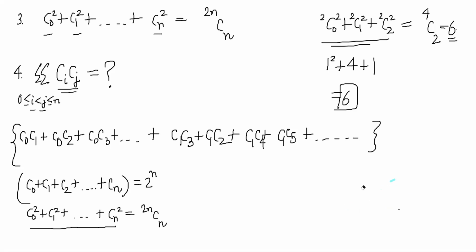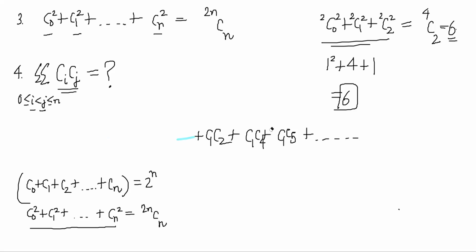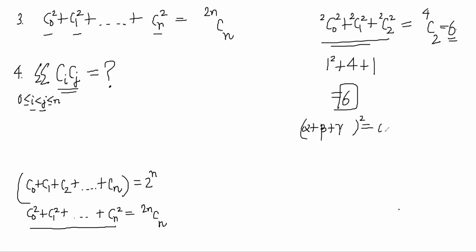If I had written alpha plus beta plus gamma whole square, I would have gotten alpha square plus beta square plus gamma square plus 2 times alpha beta, beta gamma, gamma alpha. It would have been alpha square plus beta square plus gamma square plus 2 times the double summation, right? Terms like this. So that same logic we'll use.